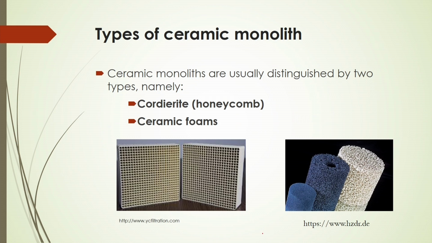And ceramic monoliths are usually distinguished by two types, namely cordierite, sometimes called honeycomb ceramic monolithic structure, and ceramic foam is another. Here in this slide, the shape of the cordierite or honeycomb type structure is shown, and this is the foam type ceramic structure.